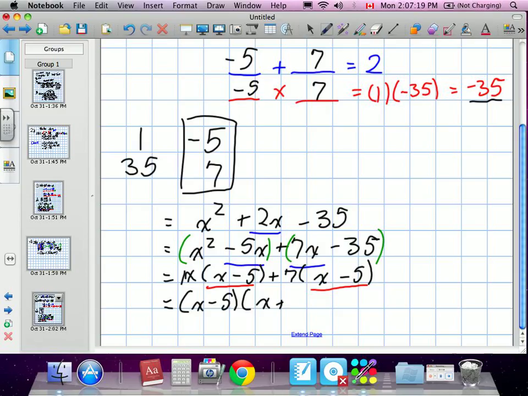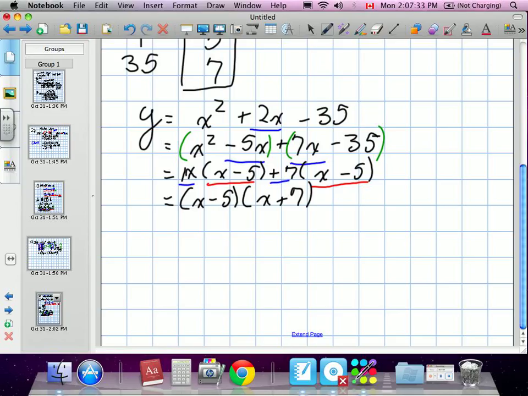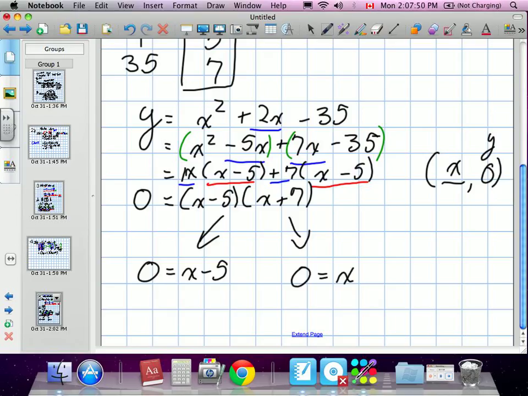Now, in order to find the zeros, this is where we have to keep going. This is y is equal to this. In order to find a zero or an x-intercept, that means we're looking for an x value, and we know the y value will be 0. So I'm going to plug 0 in for y, and I'm going to set both of the brackets equal to 0. So we have 0 is equal to x minus 5, 0 is equal to x plus 7. That means x is 5 and x is negative 7. Okay? So my two x-intercepts are 5 and 0, negative 7 and 0. Okay? So that's A.